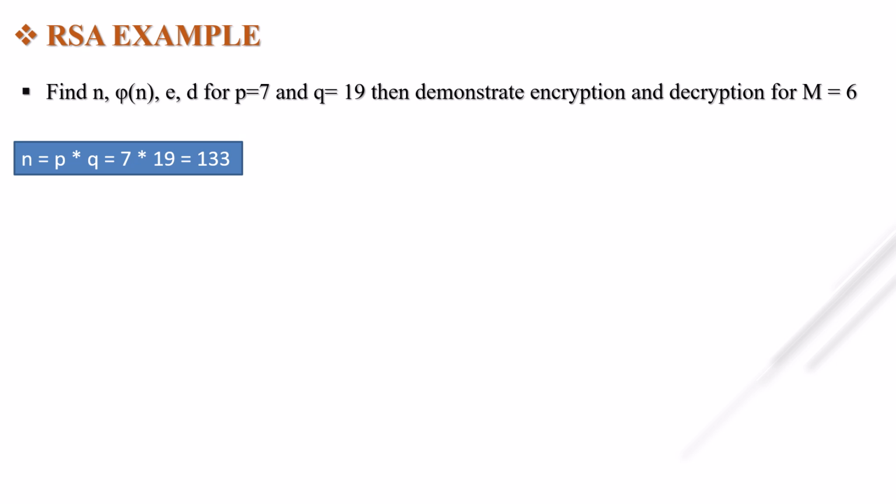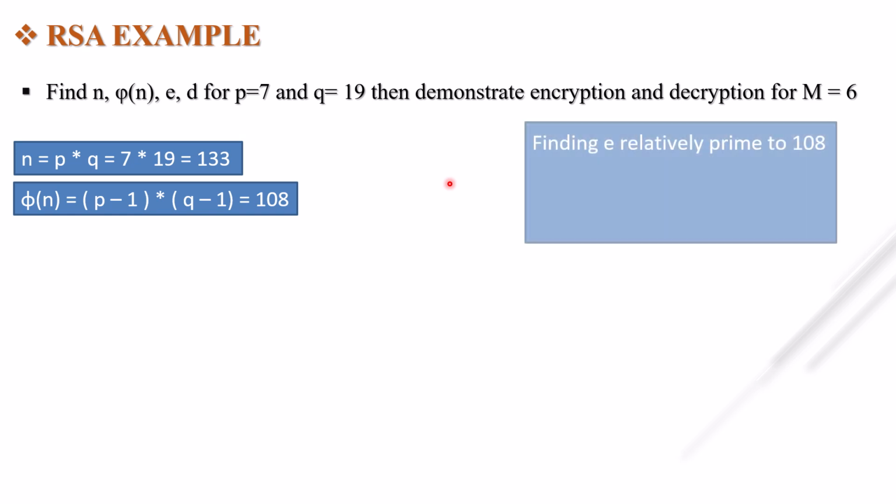Next we will calculate the totient function of N. The totient function of N is equal to (P minus 1) into (Q minus 1), that is 6 into 18, that is 108. Now we have to select E such that it is greater than 1 and less than 108. So from 2 to 107 any number will be there, but it must be relatively prime to 108.